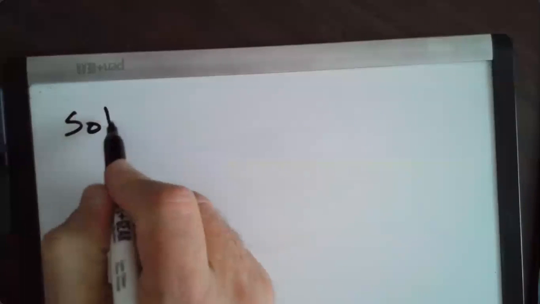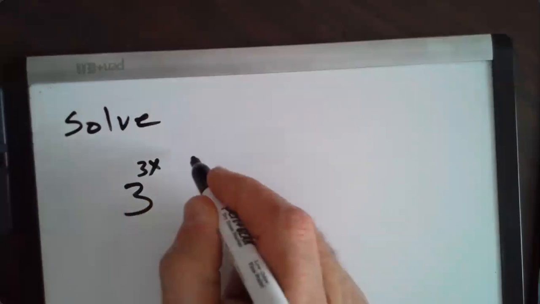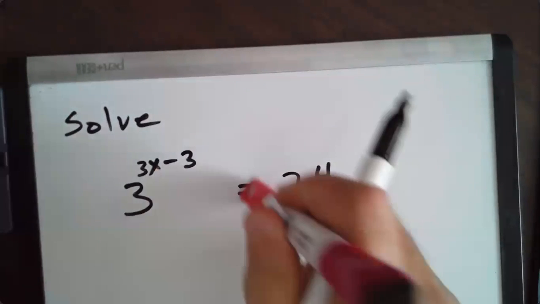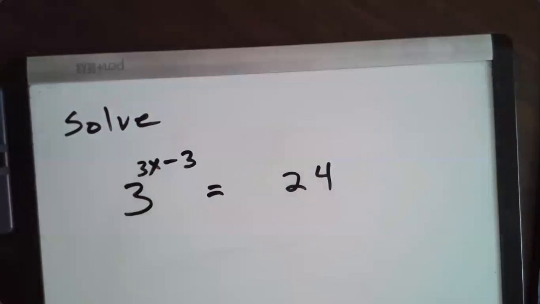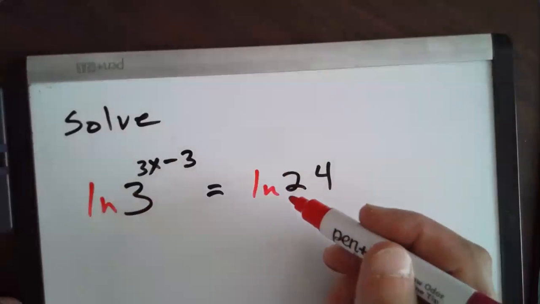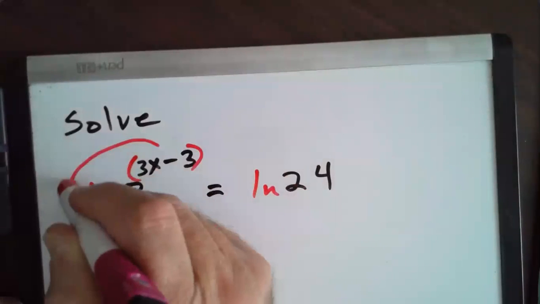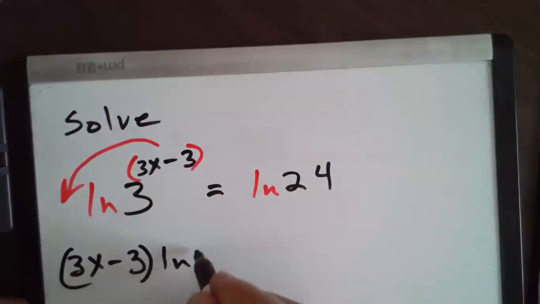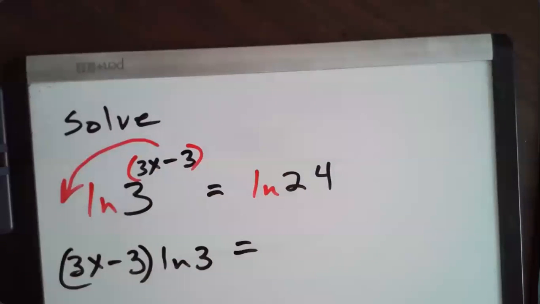Here we want to solve for 3 to the 3x minus 3 power equals 24. Now, whether you use log or natural log doesn't matter. I like to use natural log because that way, if you ever get an e here, you can just cancel them out, and it makes it easier. You can't get 24 to be 3 to some power, so we're going to apply natural log to both sides. When we do that, we can bring this entire exponential expression down. So we get 3x minus 3 in parentheses, natural log 3. Now we can go ahead and find what natural log 24 is.